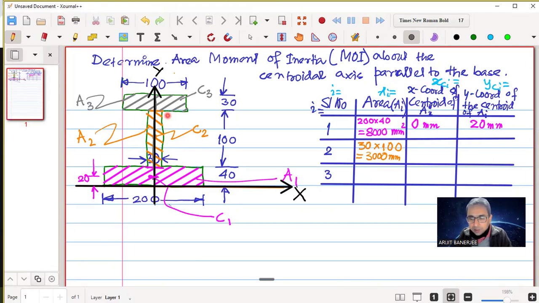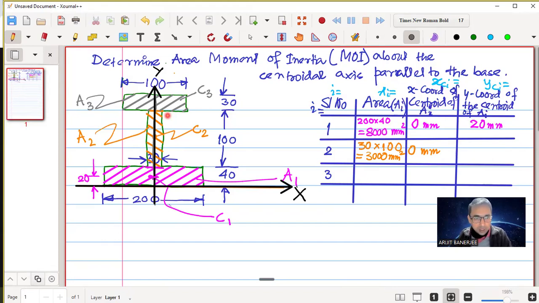millimeter square. And what is the x coordinate of the centroid? Again, it is 0 because this is a symmetrical object. X coordinate is 0. What is the y coordinate? Y coordinate is, can you tell? The 90. Exactly 90.